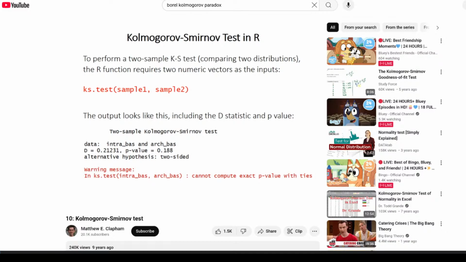You may also get this warning message at the bottom, which comes up if the sample has at least some values that are exactly the same. These are ties, right?